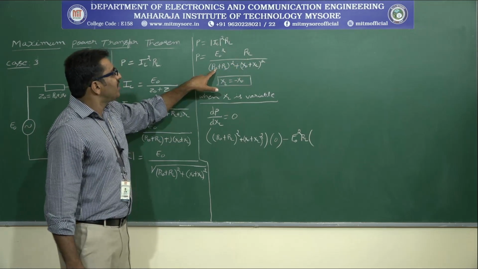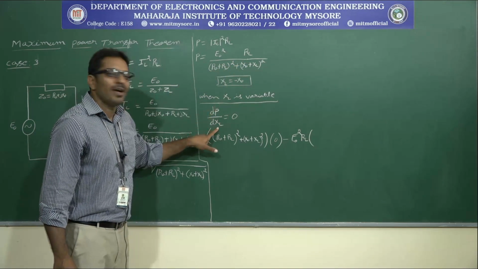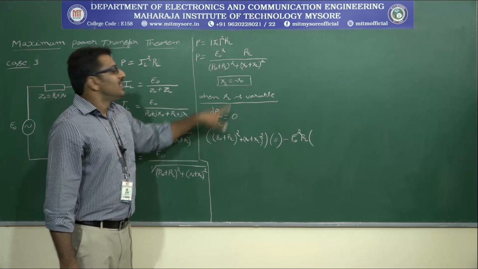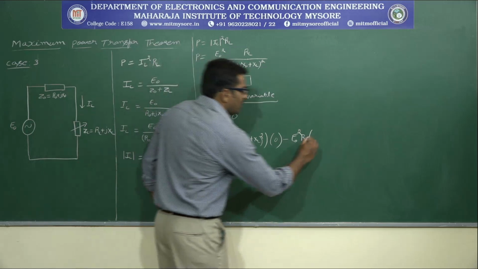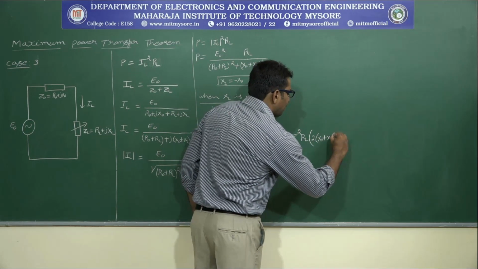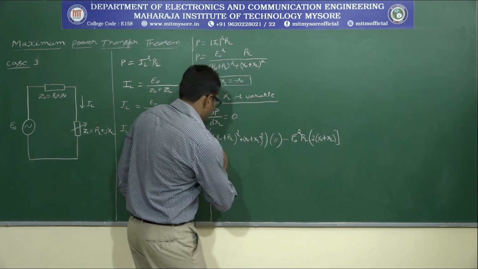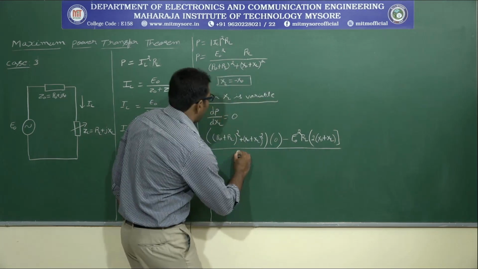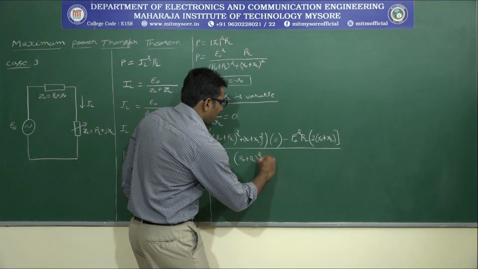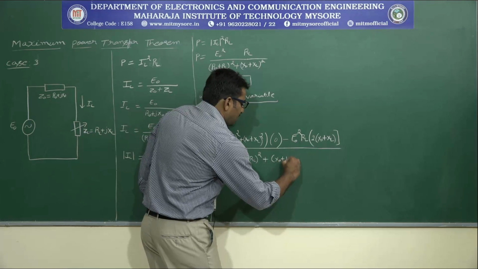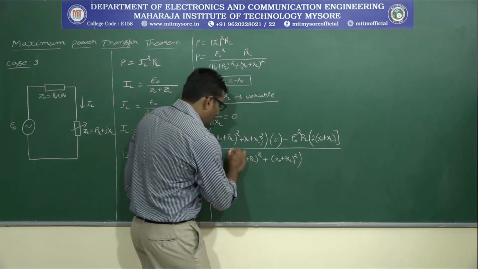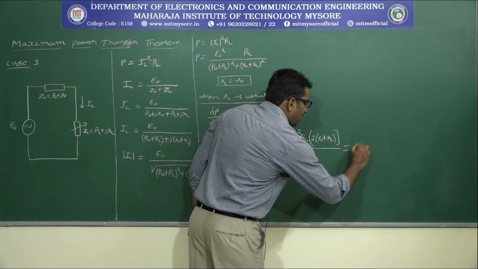into the differentiation of (R naught plus RL) squared plus (X naught plus XL) squared with respect to XL. The first part is again 0 because it is independent of XL. Just differentiate the second term, which gives 2 times (X naught plus XL). The entire thing is divided by [(R naught plus RL) squared plus (X naught plus XL) squared] whole squared. That is equal to 0.